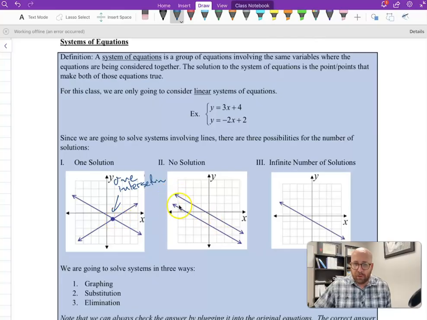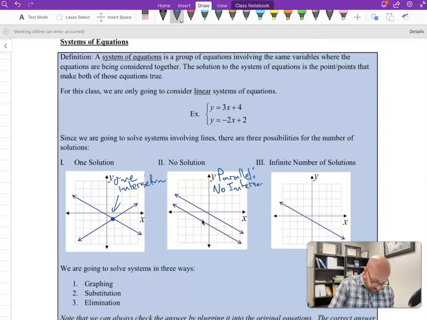Now, if we have two lines on the same coordinate plane, and these two lines happen to be parallel, we know that parallel lines have no intersection. Therefore, there is no solution. So two lines that are parallel have no intersection, therefore there's no solution.